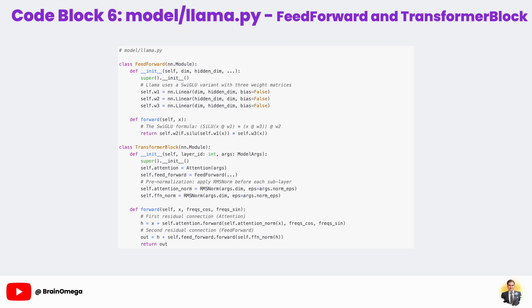Every transformer block has 2 main components, an attention sublayer and a feed-forward sublayer. We've just built our advanced attention module. Now let's build the feed-forward part.